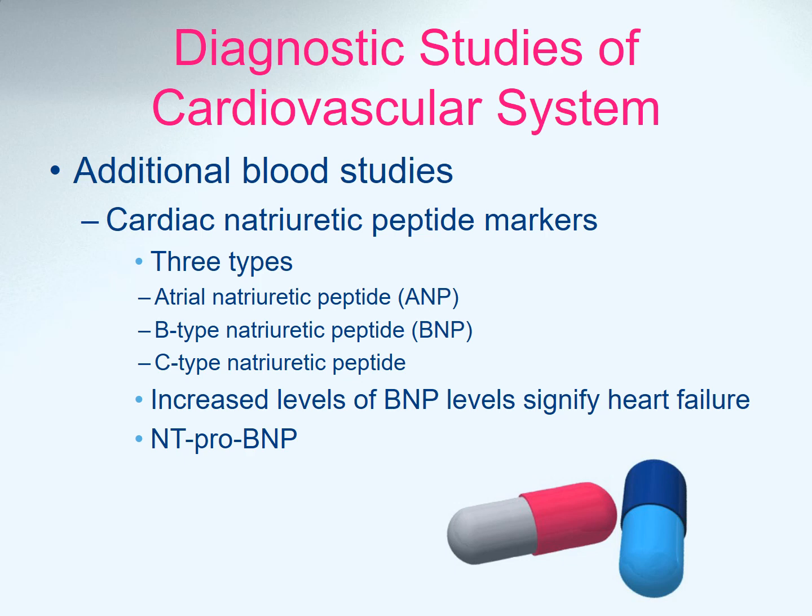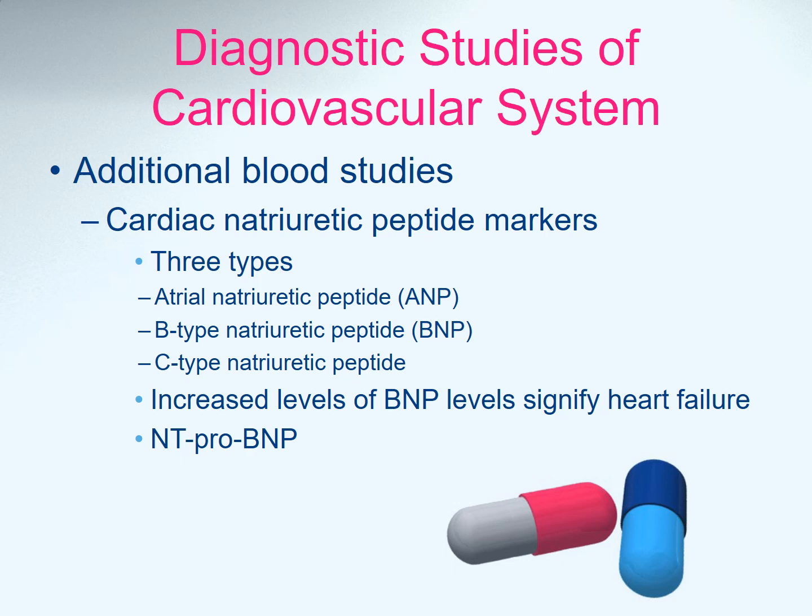Additional blood studies that we can do are the cardiac natriuretic peptide markers. There are 3 of them: the atrial natriuretic peptide, or ANP, from the atrium, B-type natriuretic peptide, BNP, from the ventricles, and C-type from the endothelial and renal epithelial cells. BNP is a marker of choice for distinguishing a cardiac or respiratory cause of dyspnea.